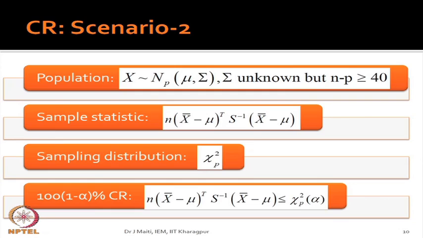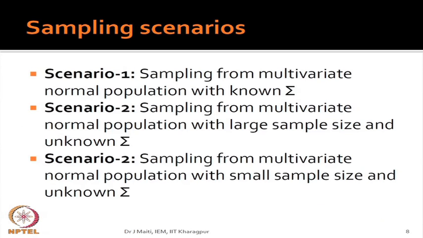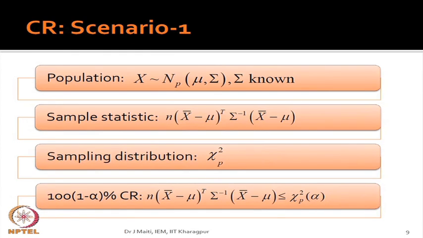Now, if I ask you what will be the case for the third scenario, what will be the sample statistics for the third scenario? What is our third scenario? Scenario 3: sampling from a multivariate normal population with small sample size and unknown sigma. T square, everything is T square here, under different situations, but definitely for small samples the T square is known as Hotelling T square. What distribution will it follow? F distribution. Okay, let us see.